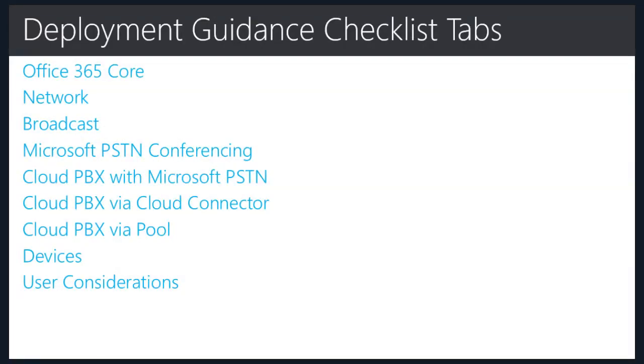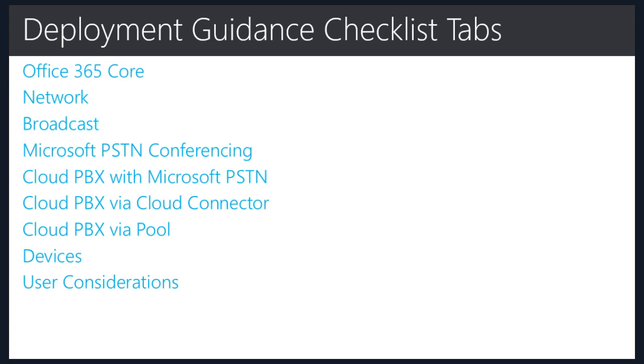In the current version of the deployment guidance checklist, the following tabs are available in the template document. O365 Core tab for tasks related to Office 365 tenant, identity, etc. Network tab for tasks related to network assessment, remediation, and configuration to support Skype for Business workloads. Broadcast tab for tasks related to Skype meeting broadcast. Microsoft PSTN conferencing tab for tasks related to Cloud PSTN conferencing.